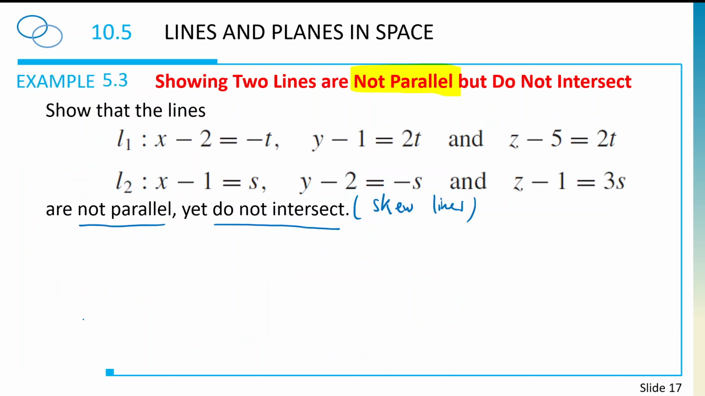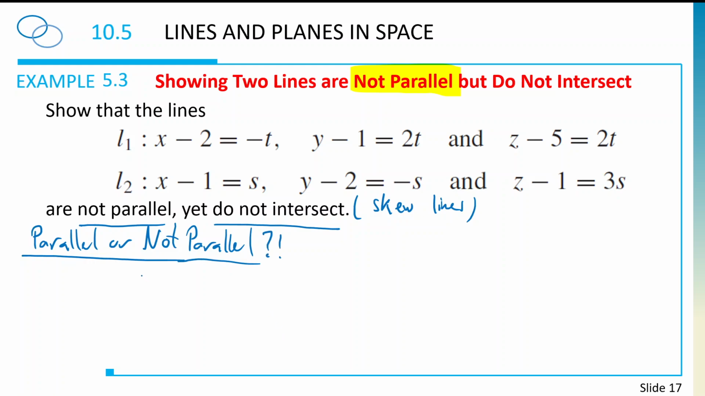Let's see what we can do. I'll start with the parallel check and show whether they are parallel or not. Again, remember from the definition that I'm dealing with lines, but it's easier to deal with vectors rather than lines. So I'll find their corresponding vectors, the parallel vectors.